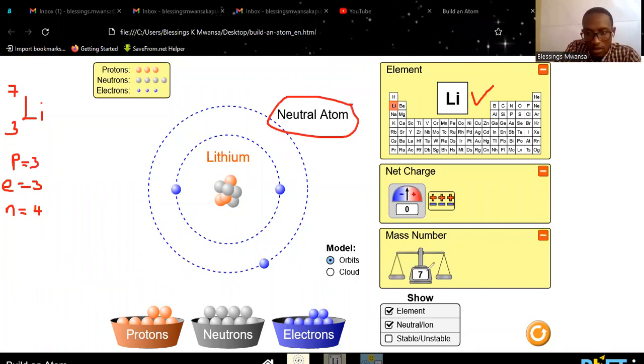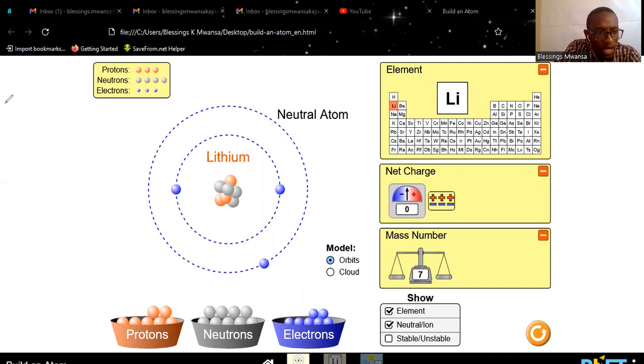In terms of charge, it's a neutral atom because the P is always equal to the E. And in terms of mass, this has got a mass of 7. This is a quick recap on the atomic structure. Now, we have what we call ions. Ions are categorized into cations and anions.